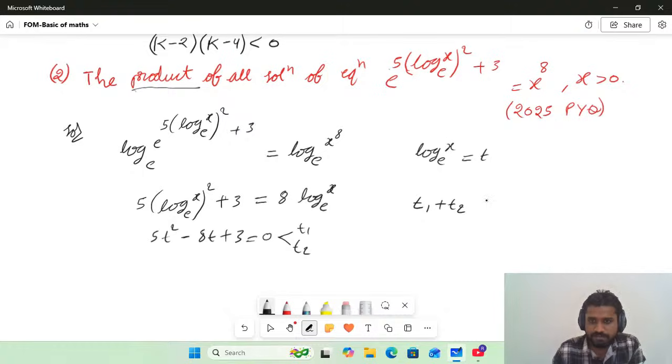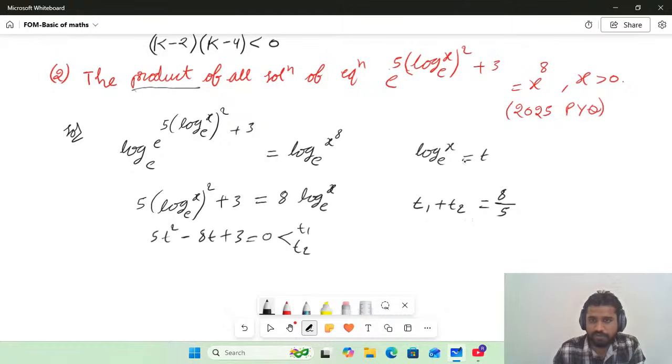What is the sum of roots? Sum of roots is nothing but minus b by a, which is 8 by 5. Sum of the roots is 8 by 5.